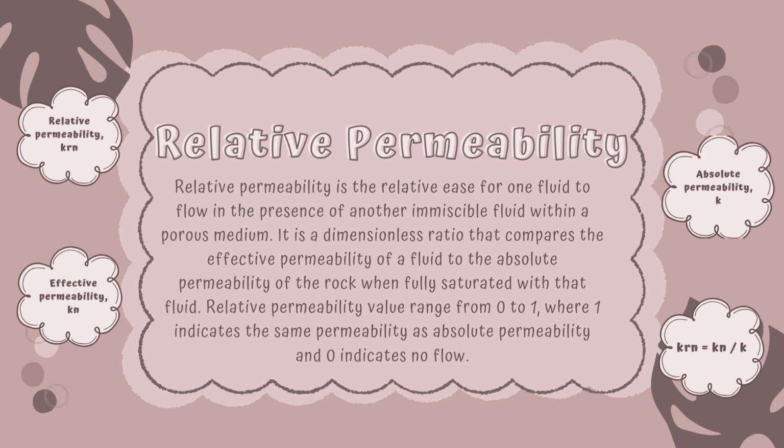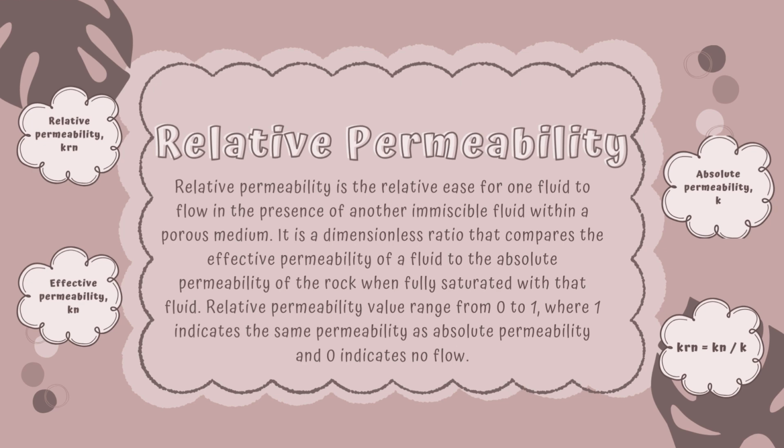Relative permeability is the relative ease for one fluid to flow in the presence of another immiscible fluid within a porous medium. It compares the effective permeability of a fluid to the absolute permeability of the rock. The value can range from 0 to 1.